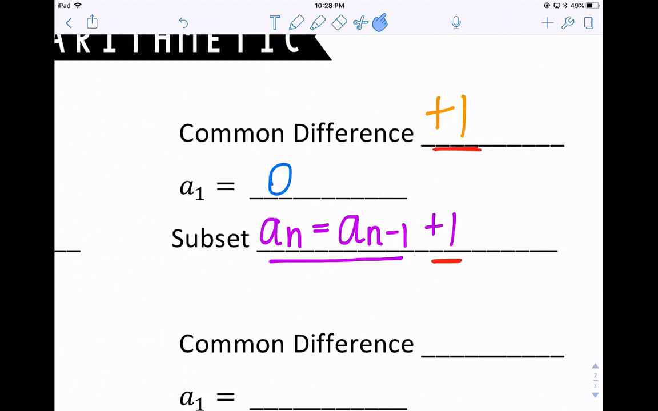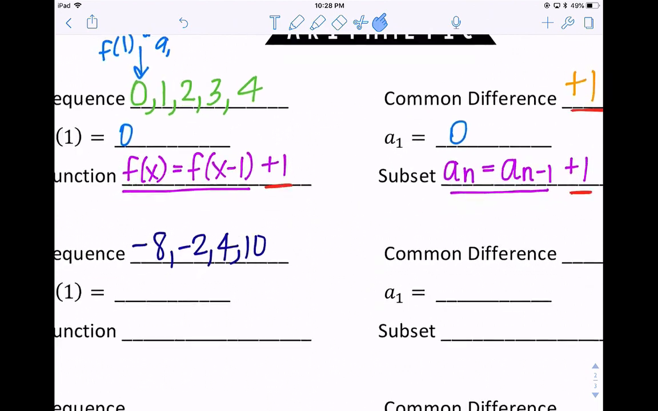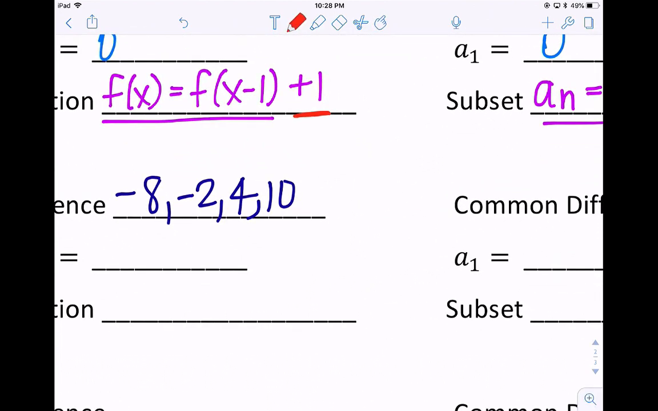Okay, all right, so let's look at the next one. Same situation. We had -8, -2, 4, and 10.